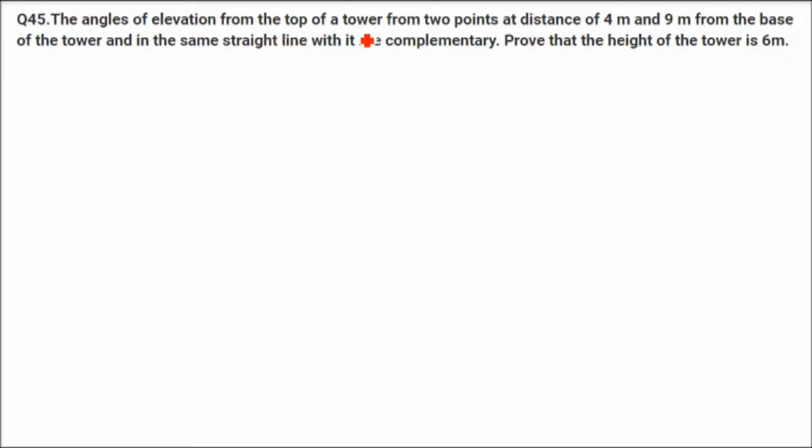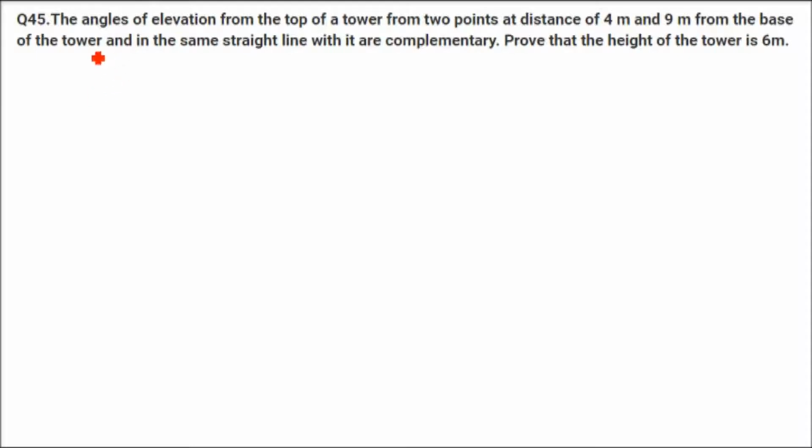The angles of elevation from the top of a tower from the points at a distance of 4 meter and 9 meter from the base of the tower and in the same straight line are complementary. Prove that the height of the tower is 6 meters.